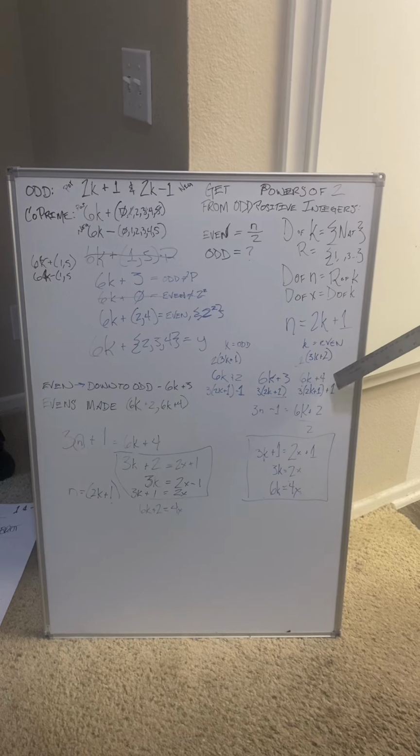Let's break these down. Even 6k plus 4, take out a power of 2, that's 2 times 3k plus 2, right? So when k is even, this is even. And if it's a power of 2, it's going to be a subset of those evens. If it's going to be a power of 2, this is going to be even. So when k is odd, though, we'll look at this real quick.